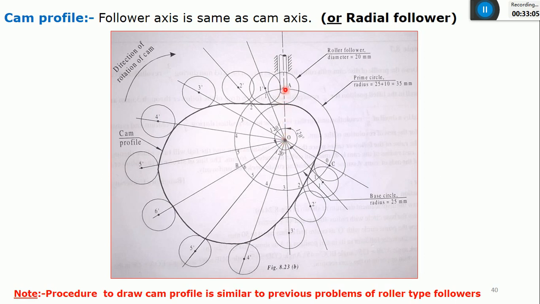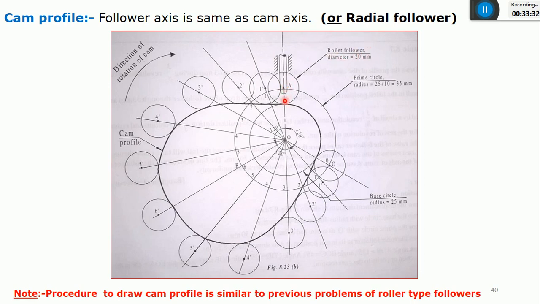And use the protractor and start indicating the angles in the counterclockwise direction because the cam is rotating in a clockwise direction. It is given in the problem. The cam is rotating in a clockwise direction, so I need to indicate all the angles in the counterclockwise direction, by taking the reference as OA, and A should be on the prime circle only. Just ignore this base circle in the case of a roller follower.